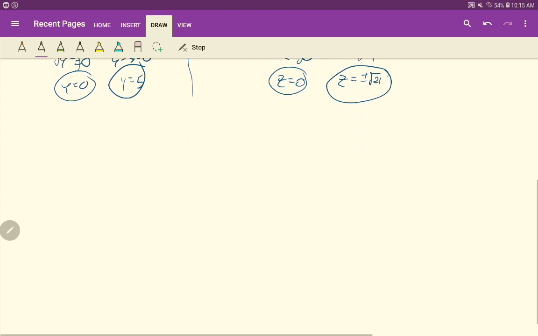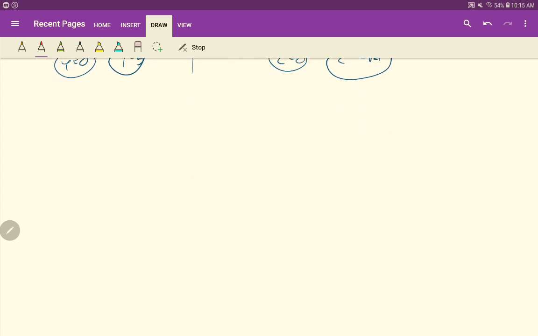All right, let's try some more. Let's try this one. Okay, so let's see here. It'll be x to the 6th plus 36 equals 4x to the 4th plus 9x squared.